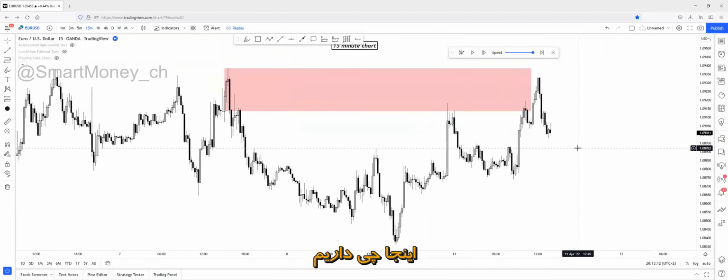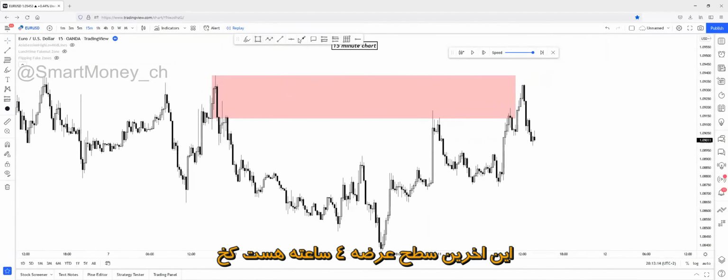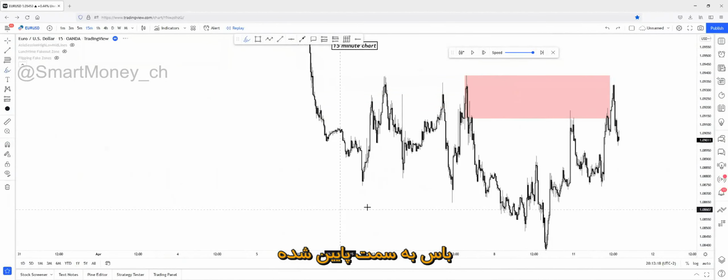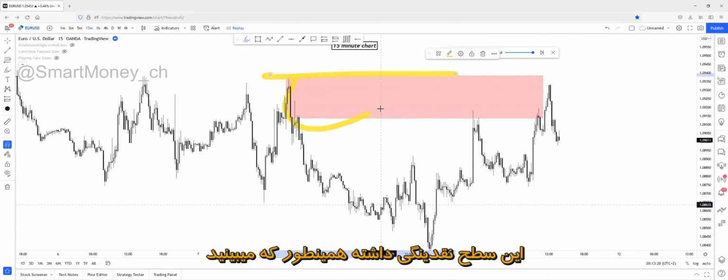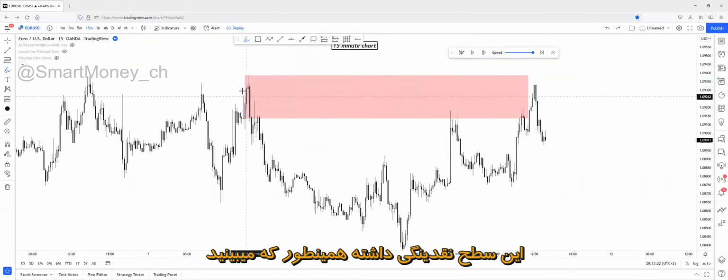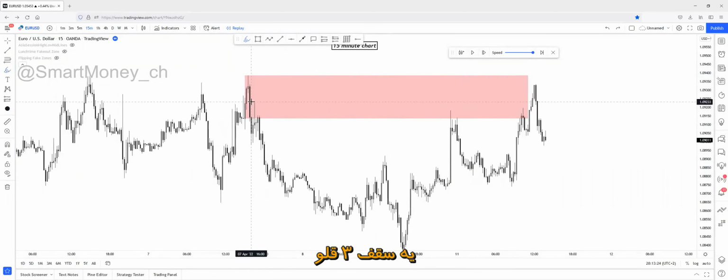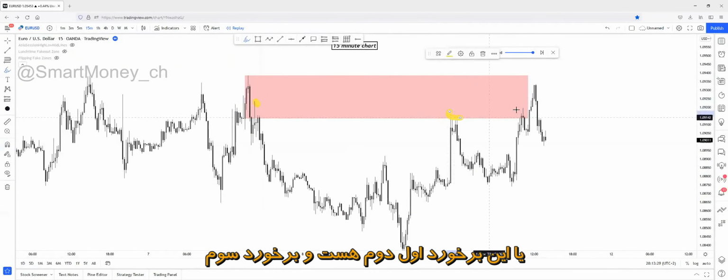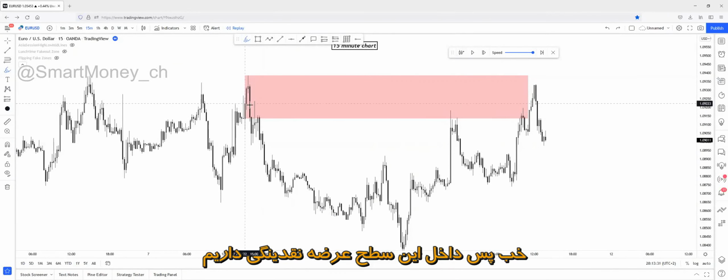Let's see what's here. As you can see, this was the 4-hour supply zone that has caused the last recent breakout structure here to the downside. Yeah, this was the last recent 4-hour supply zone. It had liquidity inside of it, as you can see. Here's a triple tap or double tap. This is the first tap, second tap, or this is the first, second, and third tap. So we had liquidity inside of this supply zone.